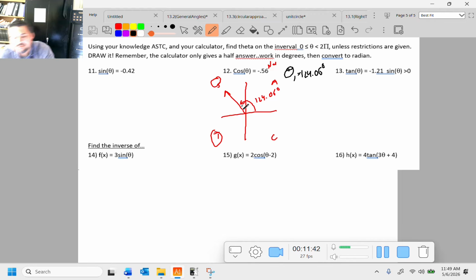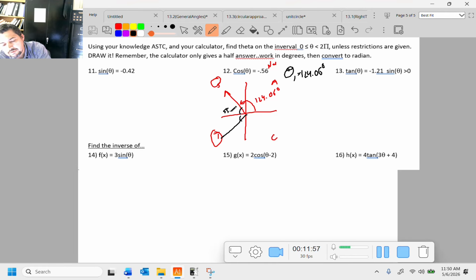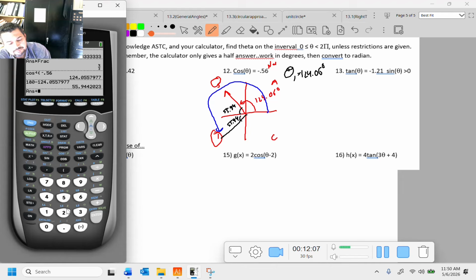To get the other answer, you have to understand that reference angles are congruent. So a straight angle has 180 degrees. So if I take my previous answer away from 180, I have a reference angle of 55.94. Which means there's 55.94 here. All right, now positive rotation to the same location would be the semicircle of 180 plus that. And I get 235.94 degrees.